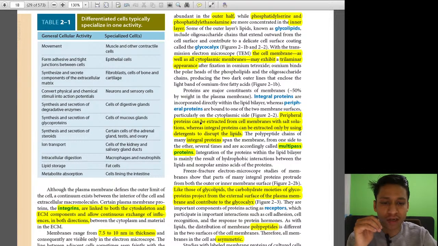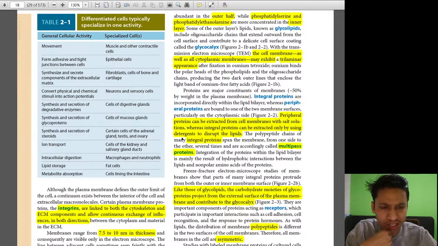Peripheral proteins can be extracted from the cell membrane with a salt solution, whereas integral proteins can be extracted only by using detergents to disrupt the lipids. This part is important. If you want to extract these types of proteins from the cell membrane, treatment with a salt solution will extract the peripheral proteins, and detergents will be used to extract integral proteins.